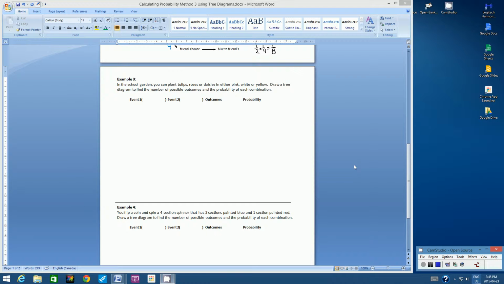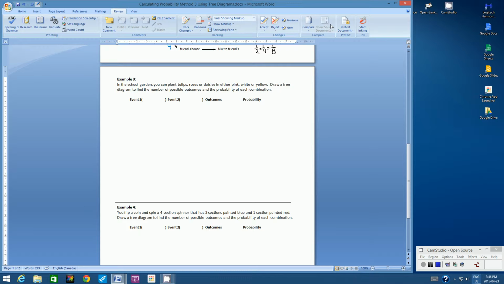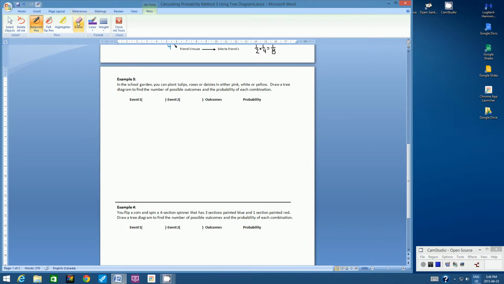Alright, let's go on to example 3 and you'll notice none of the tree is given to you. So make sure you've got a short ruler out so that you can draw this tree neatly. Okay, so let's start with the beginning. In the school garden, you can plant tulips, roses, or daisies in pink, white, or yellow. Draw a tree diagram to find the number of possible outcomes.